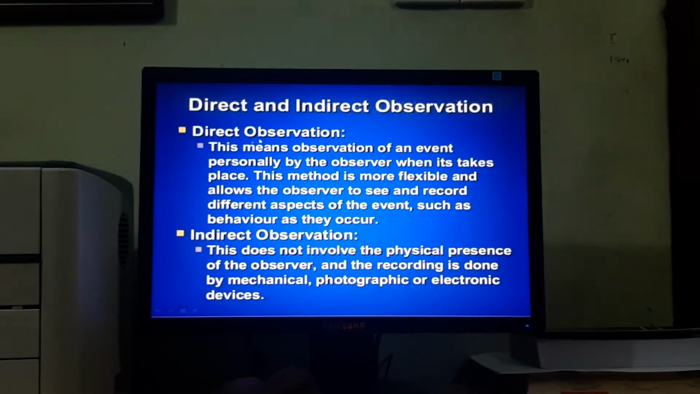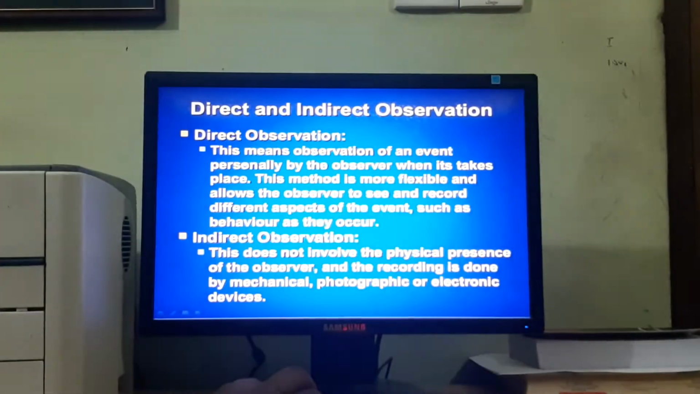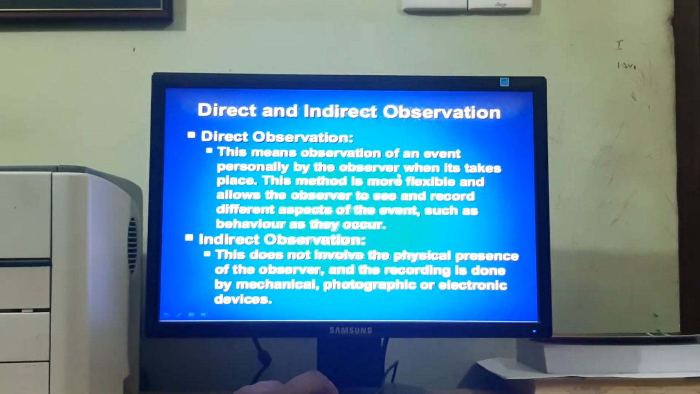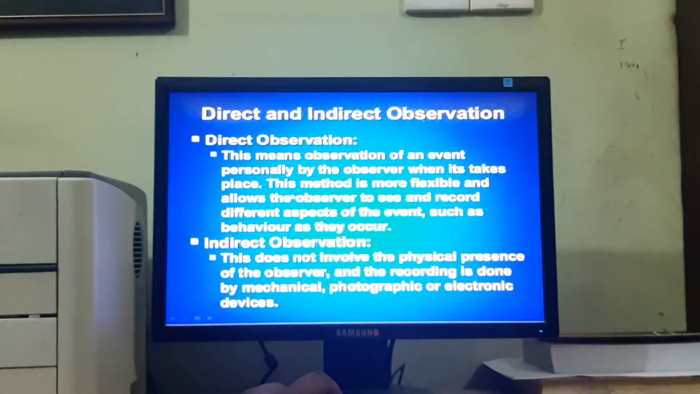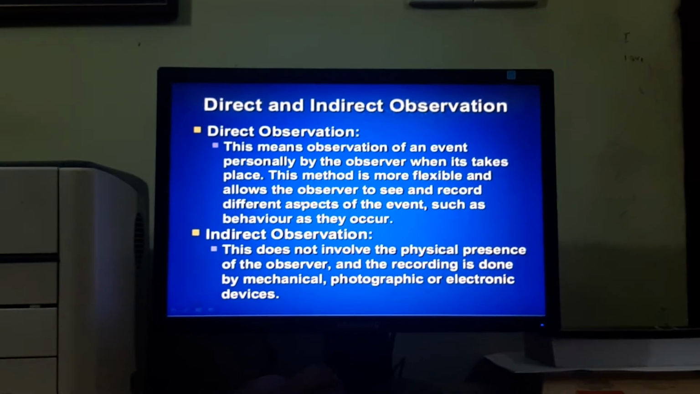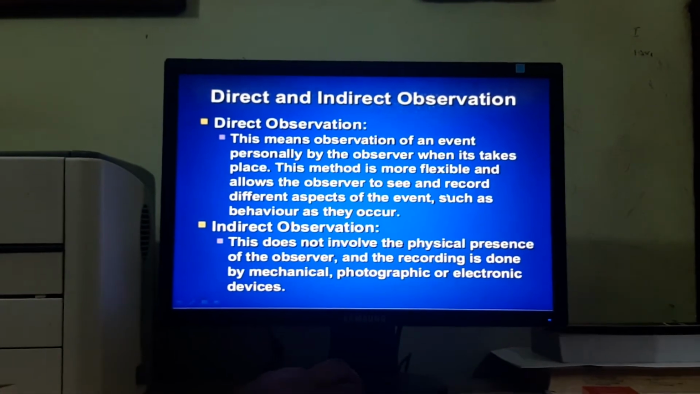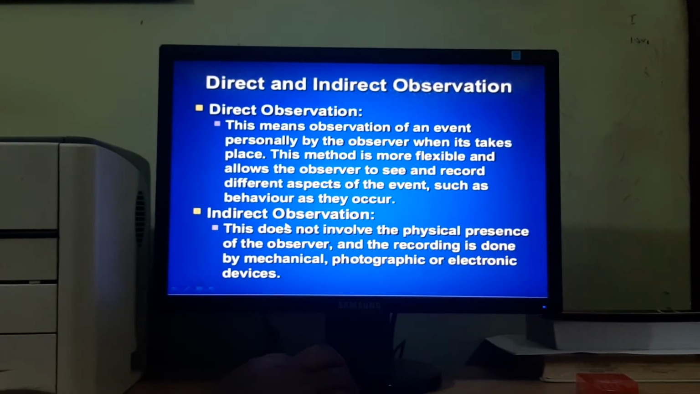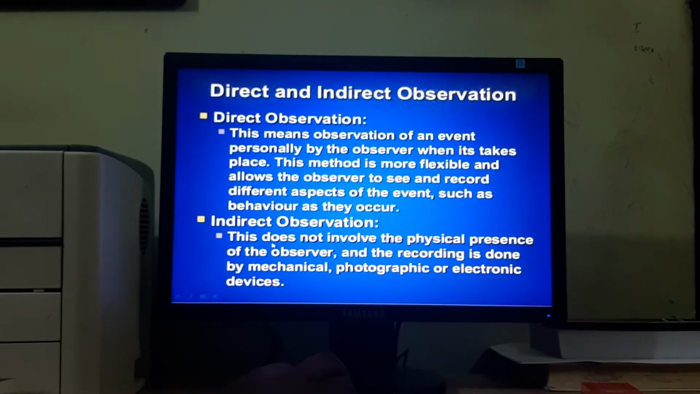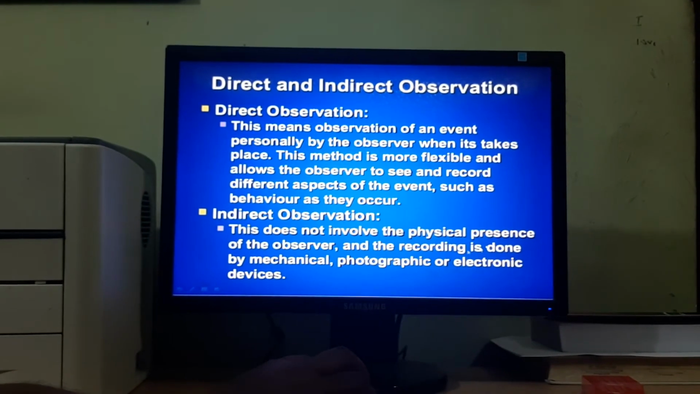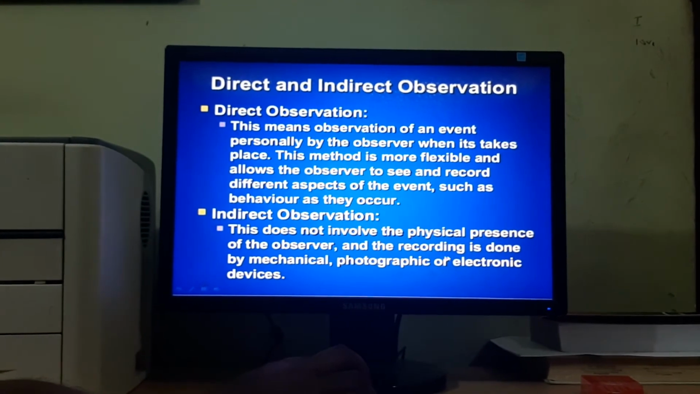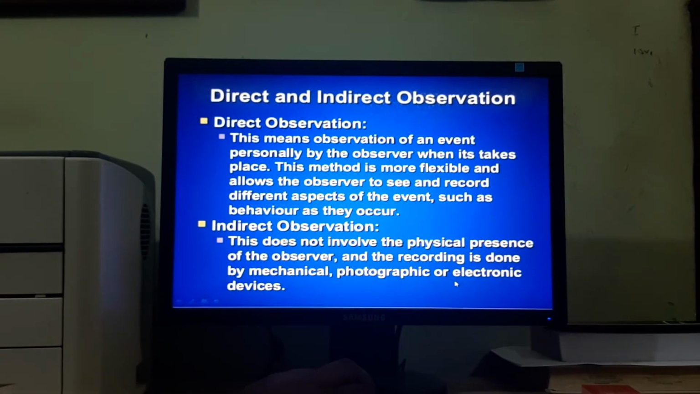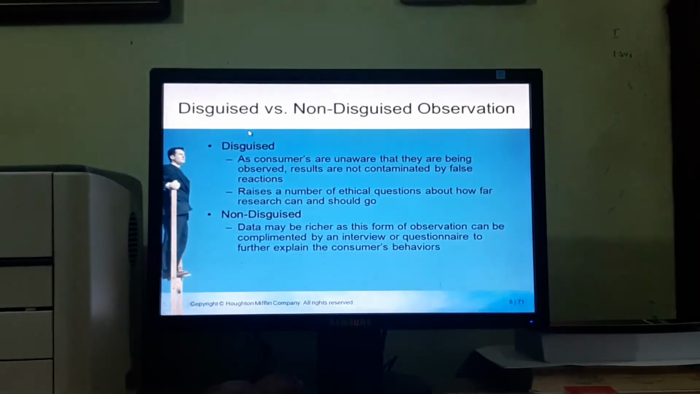That means direct observation is observation of an event personally by the observer when it takes place. This method is more flexible and allows the observer to see and record different aspects of the event, such as behavior as it occurs. And indirect observation does not involve the physical presence of the observer, and the recording is done by mechanical, photographic, or electronic devices.